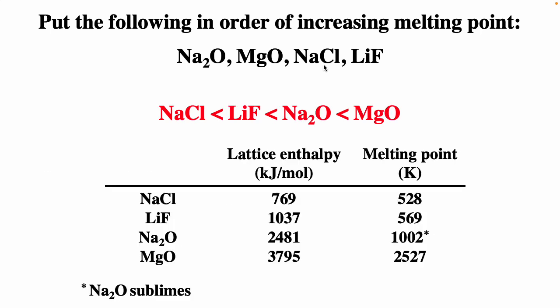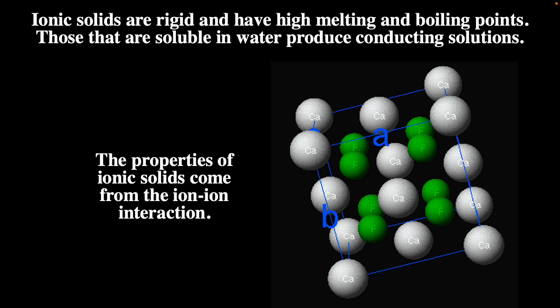And so if we look at the actual numbers, magnesium oxide has a melting point of 2,527. For the ionic solids composed of +1 and -1 ions, it's 5 times smaller, 528 and 569. So ionic solids are rigid, have high melting points, high boiling points. Those that are soluble in water produce conducting solutions because the ions can conduct electricity in water.